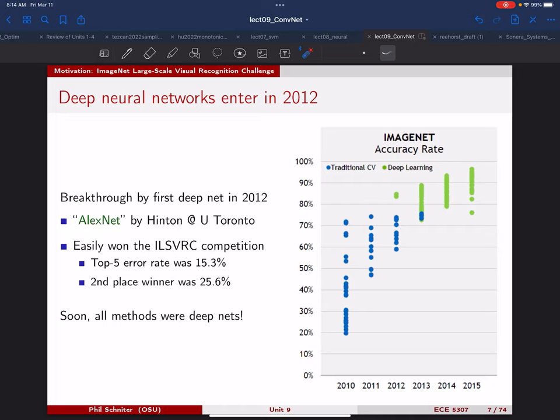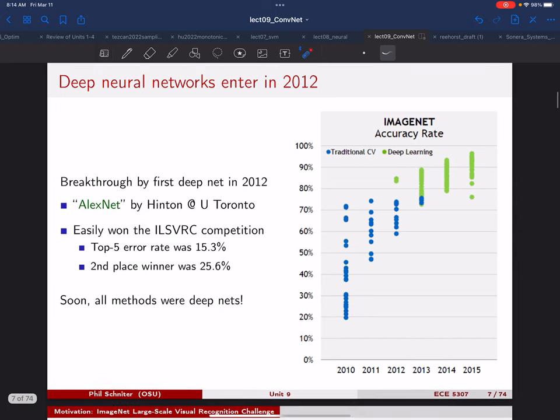So in 2012, AlexNet was the top method, by Hinton's group at the University of Toronto. It easily won the competition. Its top five error rate was 15.3%. The second place winner was at 25.6%, down here. And soon all the methods were deep nets.